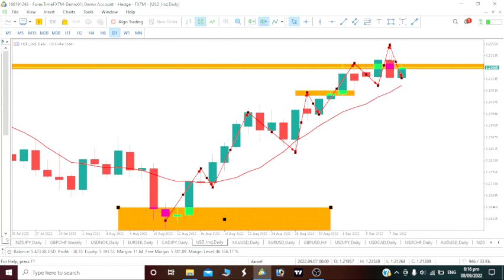Guess what? After the correction, we had a breakout again. So this breakout broke above these previous highs here. After the breakout, we are expecting a correction, right? So it's exactly what we got.